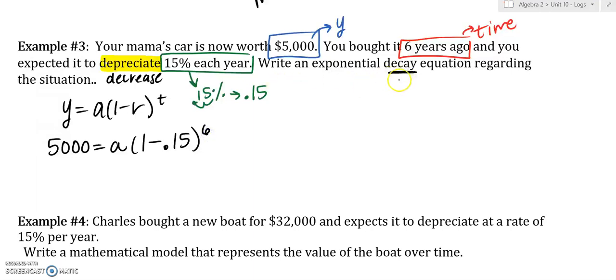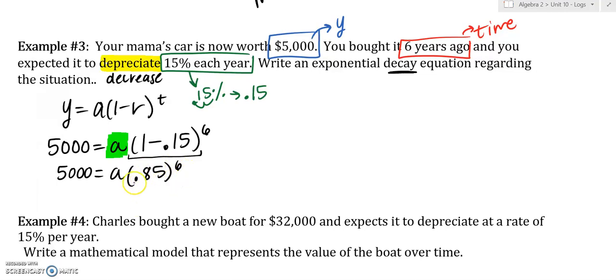Okay, write an exponential decay equation regarding this situation. Right now, I kind of got a mess. It doesn't look like all of our other answers. So what I'm going to do is work through this and solve for my A variable. Notice I have everything else. What I'm going to do is take this piece by piece. I'm going to do inside the parentheses first. So 5,000 equals A, and then subtract those to get 0.85 power.